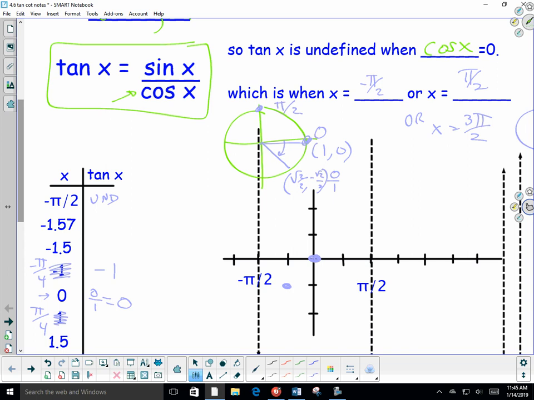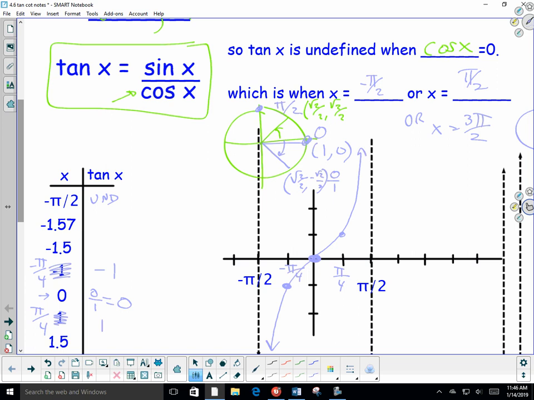At positive pi over 4, that would be up here. That's positive square root of 2 over 2, square root of 2 over 2, and so I end up getting positive 1 at pi over 4. So at negative pi over 4 it's negative 1, and at positive pi over 4 it is positive 1. Our graph is actually going to look like this. It's getting closer and closer to that vertical asymptote, but never reaching it. This one is curving like this, getting closer and closer to that vertical asymptote, but never reaching it.